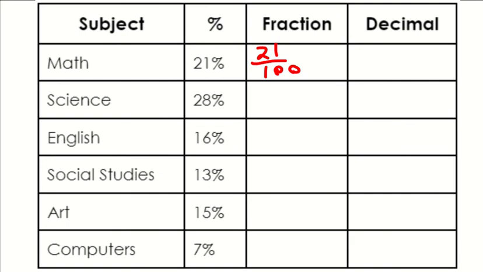To write it as a decimal, we move the decimal spot 1, 2 places to the left, so we got 0.21. Or again, 21 hundredths, right? We see how this works? All right, complete the rest of that table. Simplify if possible on those fractions.